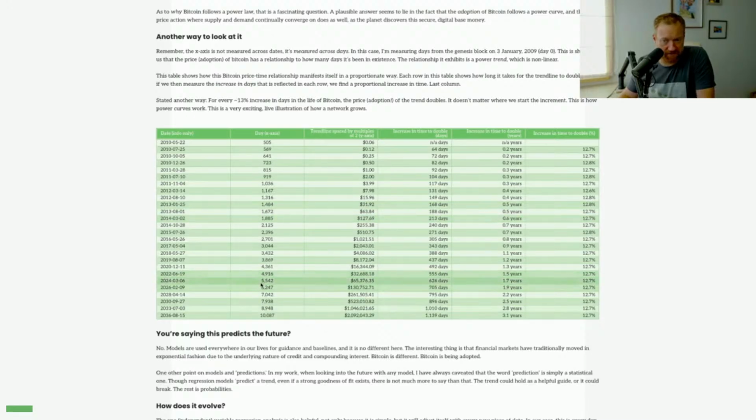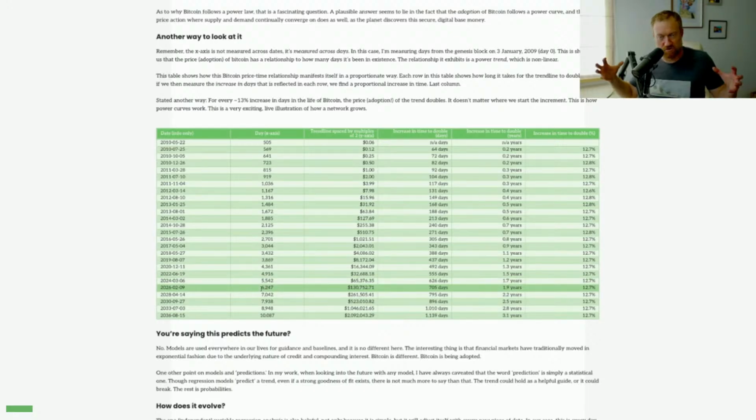Now we're in this epoch, somewhere we're moving from here to here. You can pick any point on the curve, but my example would be right here from March 2024. That was 5,542 days of Bitcoin. 705 days will take us to that 12.7% number, which would double the curve from 65K to 130K, which is projected to be in February of next year.